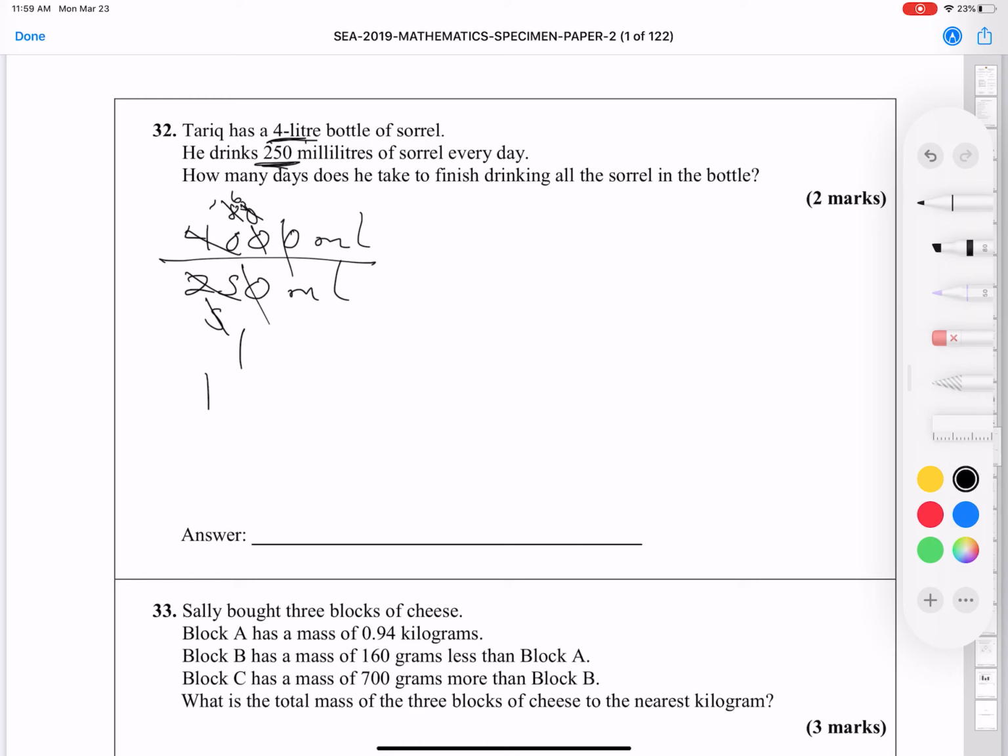Sally bought 3 blocks of cheese. We are seeing the masses there, and they want the total mass of the 3 blocks to the nearest kilogram. Okay, so we can put all in kilograms, and let's leave it like that. 0.94 kilograms. Let's change that to grams. 940 grams plus 160 grams plus 700 grams.